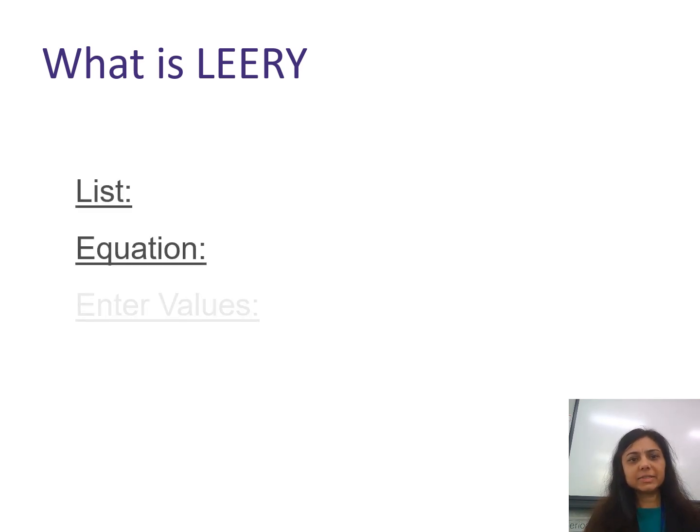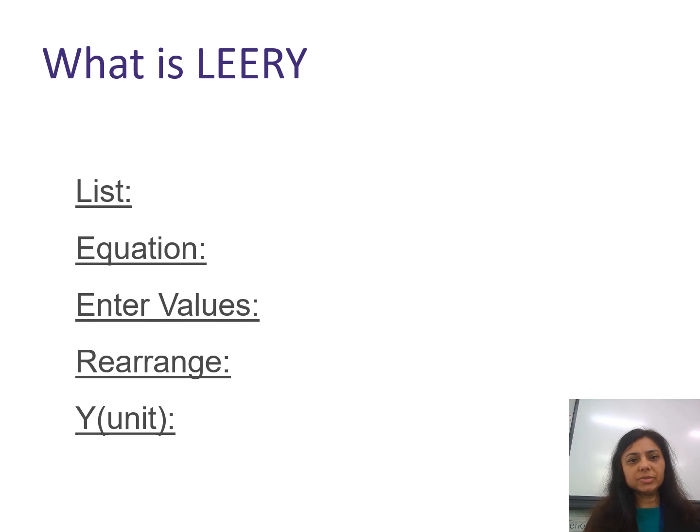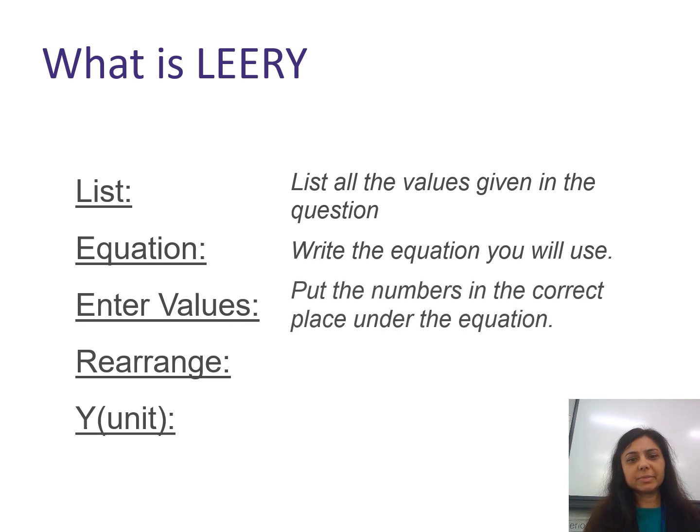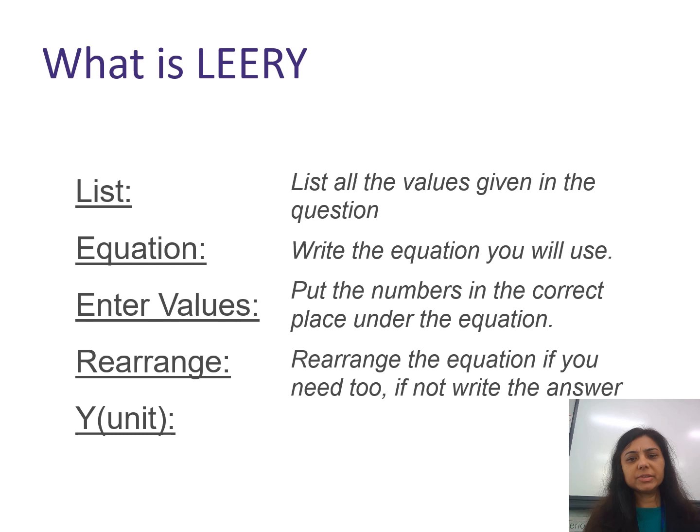L stands for list, E for equation, the other E for enter values, R for rearrange, and Y is for units. Each one of these will give you marks in your exam. For list, you're just listing all the values that have been given to you in the question: highlight them, circle them, or write them down. Write down the equation, enter the values in the correct places, rearrange the equation if needed, and finally, don't forget your units. You will be given 1 mark for writing out the correct unit.